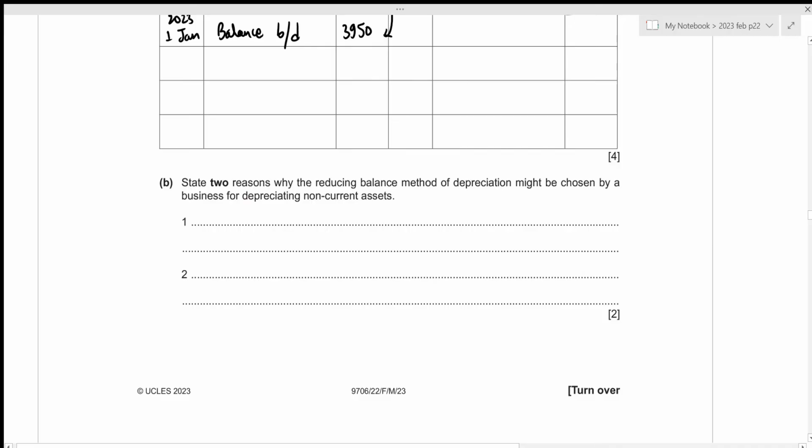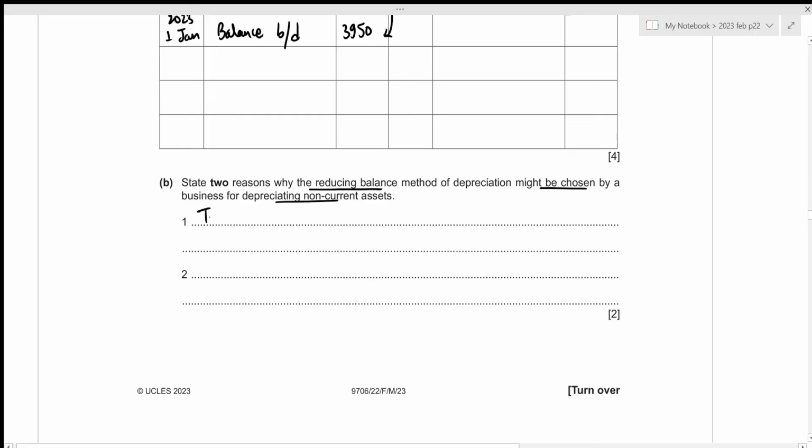Now we need to state 2 reasons why the reducing balance method of depreciation might be chosen by a business for depreciating non-current assets. So the very first reason is that it takes account of the fact that some non-current assets lose most value in the earlier years, because if we're calculating depreciation under reducing balance method, then the depreciation charge is going to be higher for the first few years as compared to the later years.